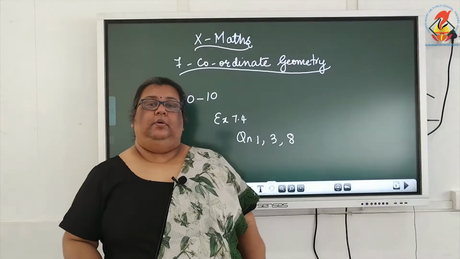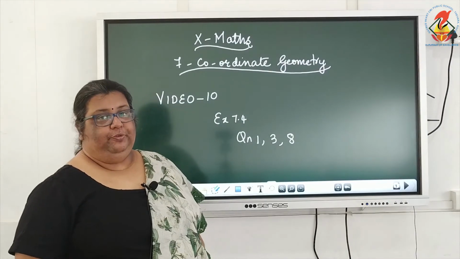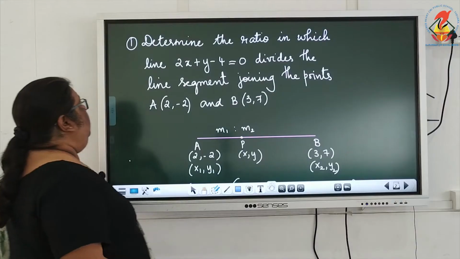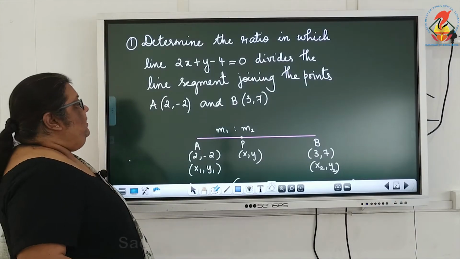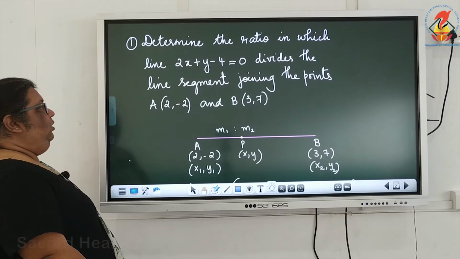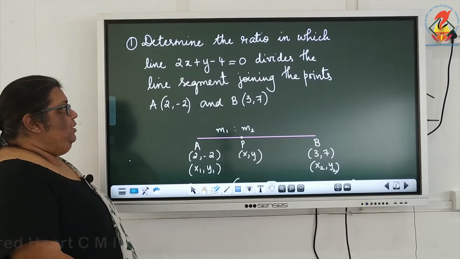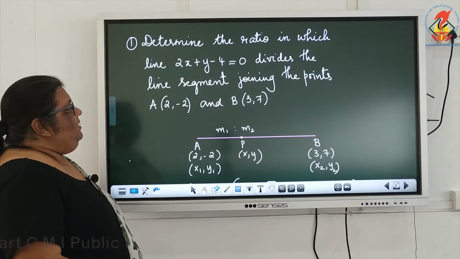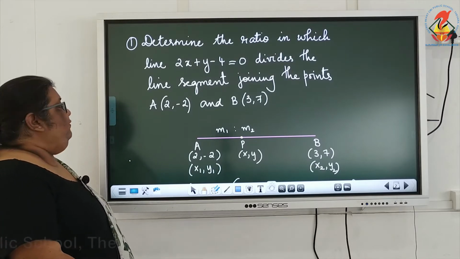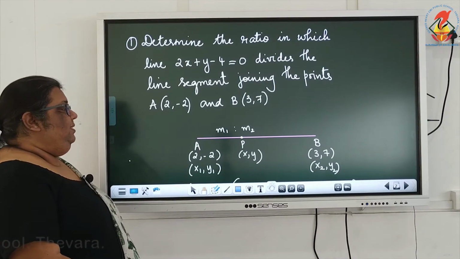Children, we will do exercise 7.4 of coordinate geometry. You can take your textbook also. First question there. Determine the ratio in which the line 2x plus y minus 4 equals 0 divides the line segment joining the points A, ordered pair 2, negative 2 and B, ordered pair 3, 7.